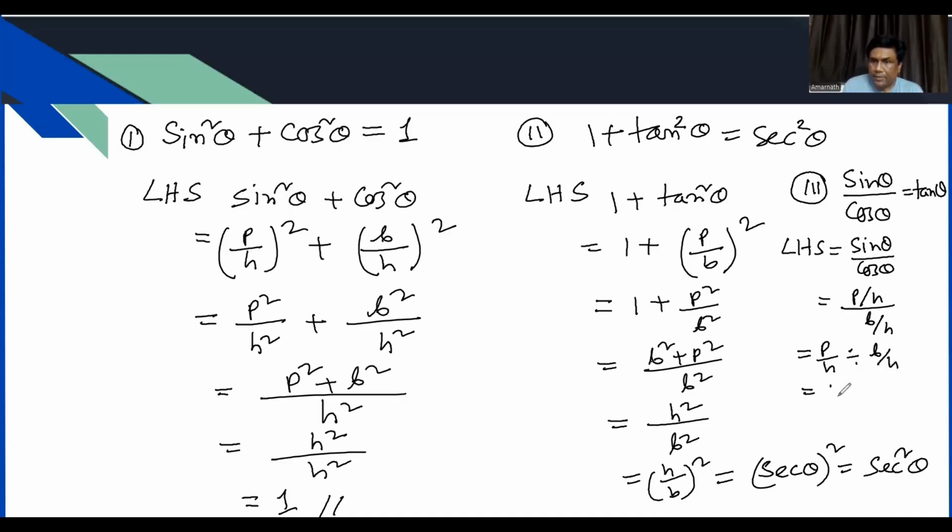Now you see perpendicular by hypotenuse. If I divide, I can multiply by changing that one, taking the reciprocal. So that is b by h, so it will be h by b. Now you can see h will get cancelled. So it will become only p by b. So p by b is nothing but tan theta only. Already I have written now. So sin theta by cos theta is always tan theta. Okay, that is also one relation.